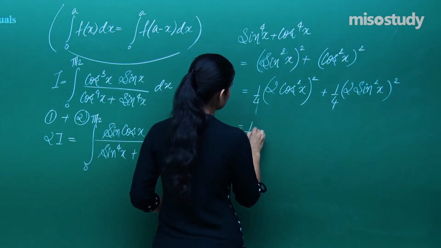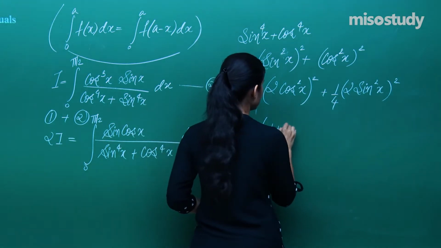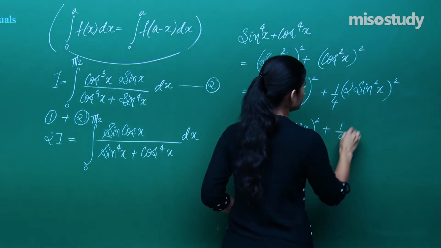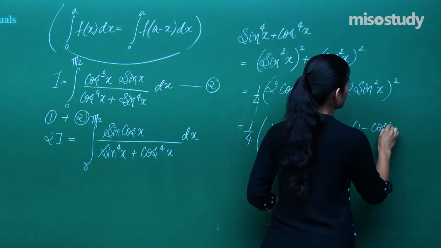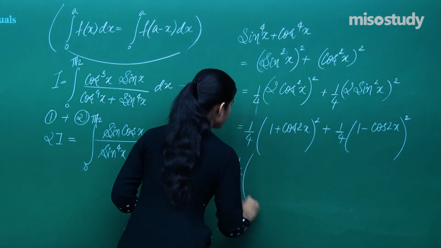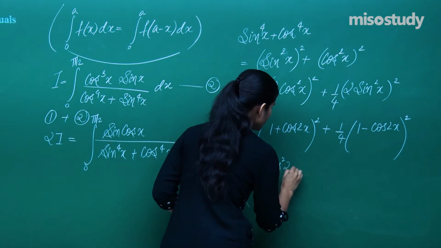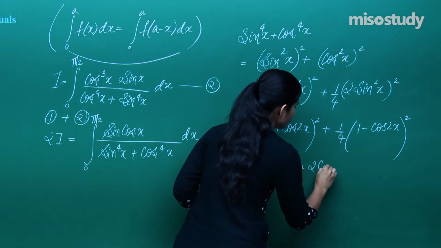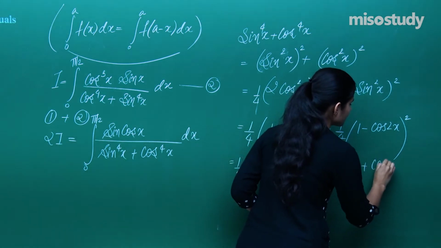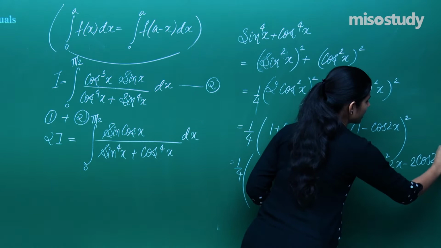Now you know that 1 plus cos 2x is 2 cos square x. So I replace this by 1 plus cos 2x, and this is 1 minus cos 2x. Just open this up. 1 by 4 is common. Keep it as it is. 1 plus cos square 2x plus 2 cos 2x, then this is 1 plus cos square 2x minus 2 cos 2x.